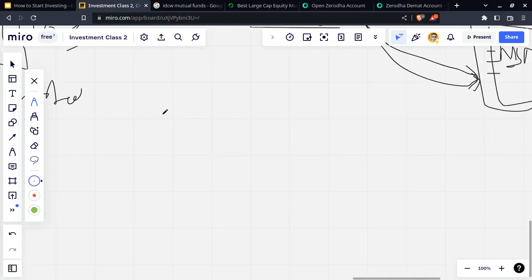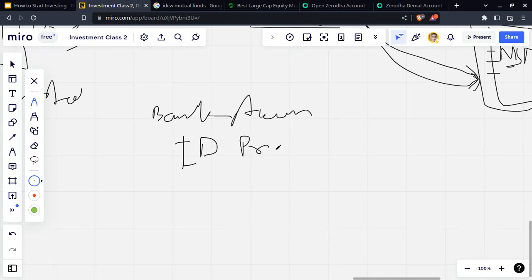Okay, the things needed to invest: you need a bank account, which I suppose everyone has. You need an ID proof, like an Aadhaar card or driving license. And you need a PAN card. A PAN card is necessary, without a PAN card it won't happen. So if you still don't have a PAN card, I suggest you go and make it as soon as possible. Without a PAN card you cannot invest.